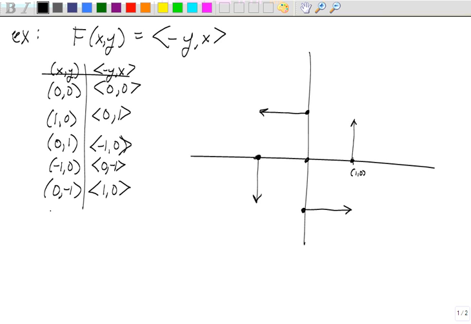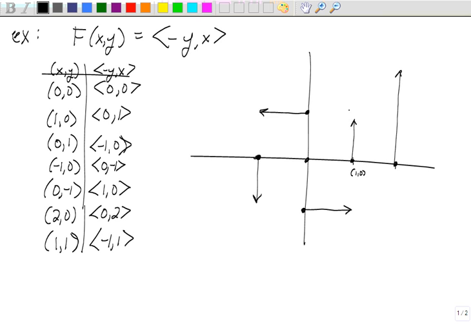All right, let's try 2, 0. That's going to 0, 2. So 0, 2 goes like that. The length is 2 in that case. Let's try 1, 1. That goes to the vector -1, 1. So 1, 1 is right here. We go -1, 1. That vector goes like that. Then 2, 2 is taken to the vector -2, 2. So 2, 2 is right here, and -2, 2 is going to be up here. Length square root of 8. So the last arrow I drew should be longer.